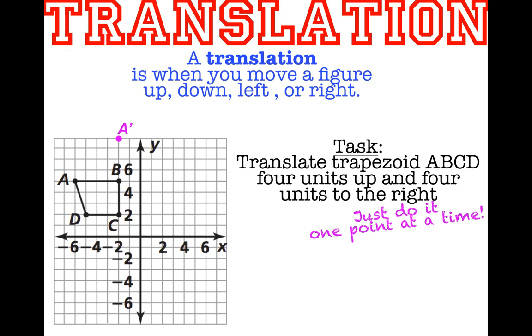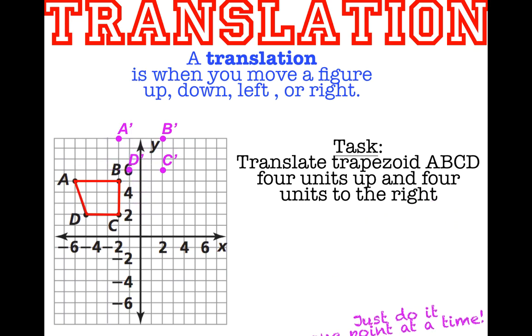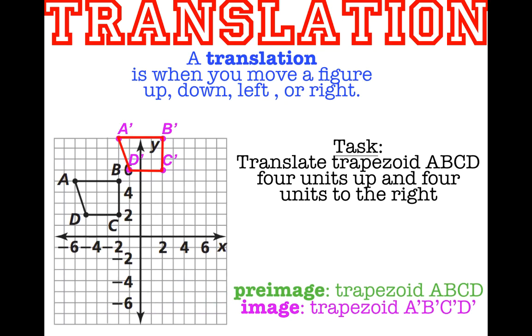Can we make a B prime? Sure. We're going to go one point at a time. Up 4, over 4. There's my B prime. And C prime is up 4, over 4 from where C was. And D prime is up 4, over 4 from where D was. And pretty soon we have taken our trapezoid and moved the whole thing up 4 and over 4 to give us a new image from the original pre-image. And that is a translation. The pre-image is trapezoid ABCD. The new image is trapezoid A prime, B prime, C prime, D prime.